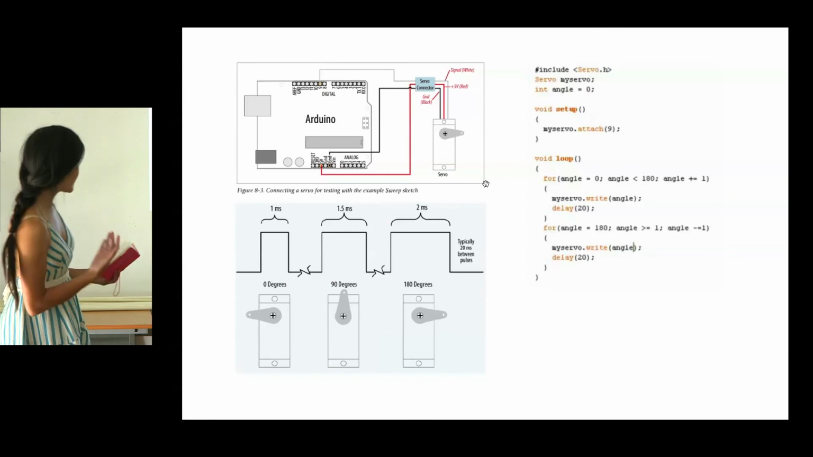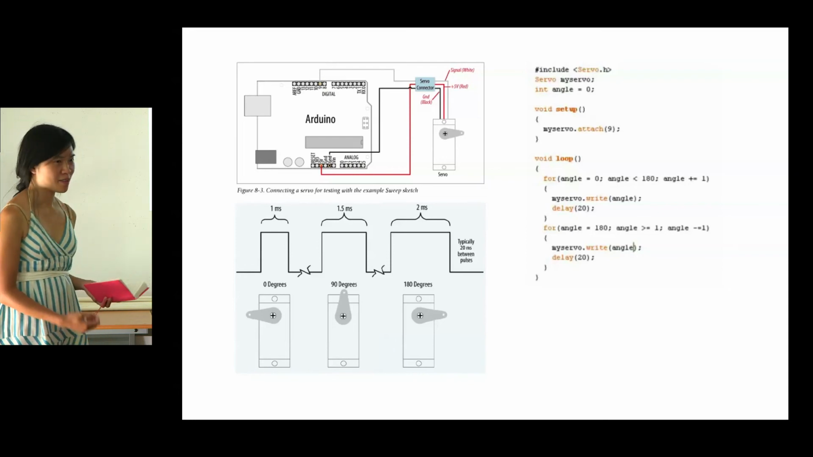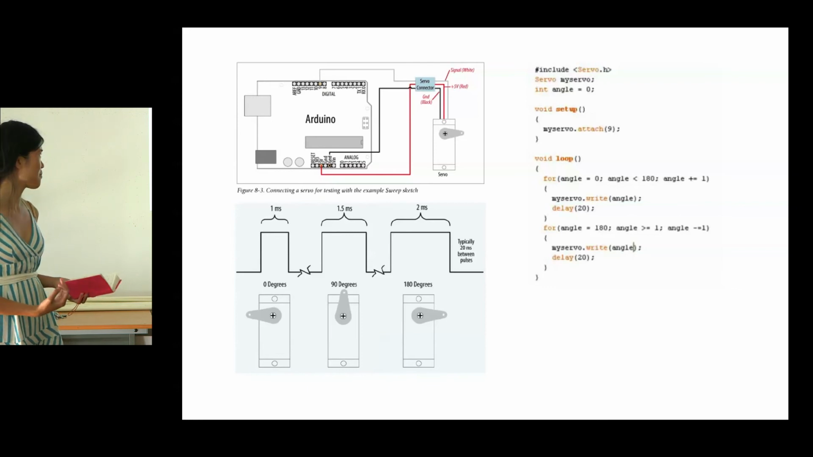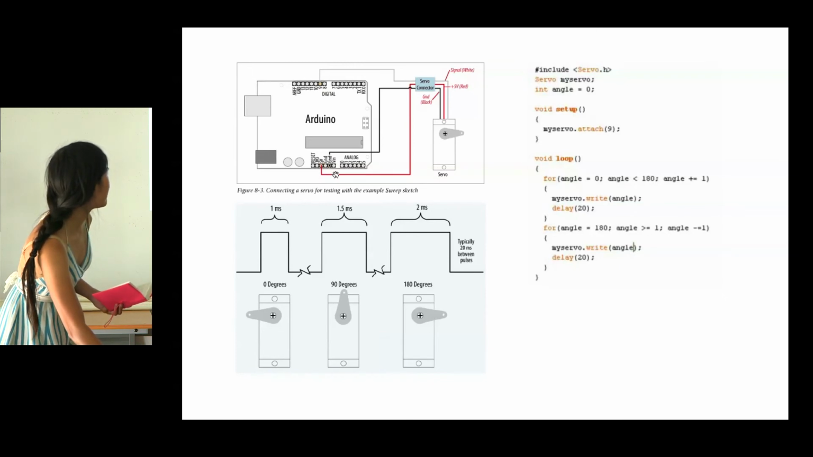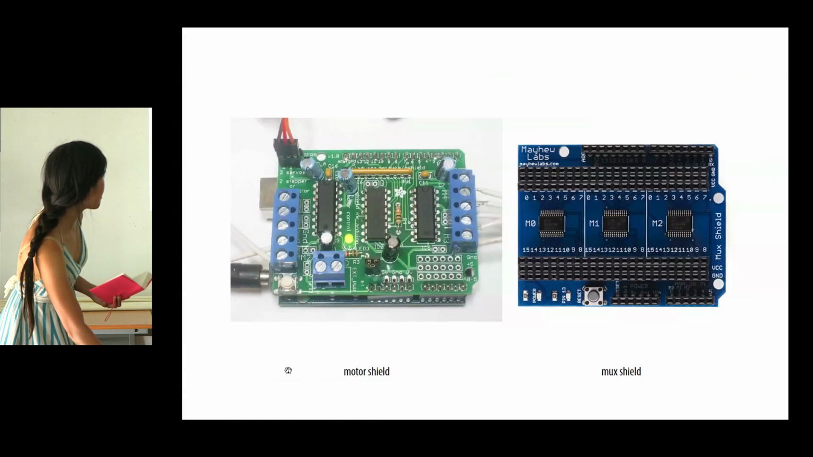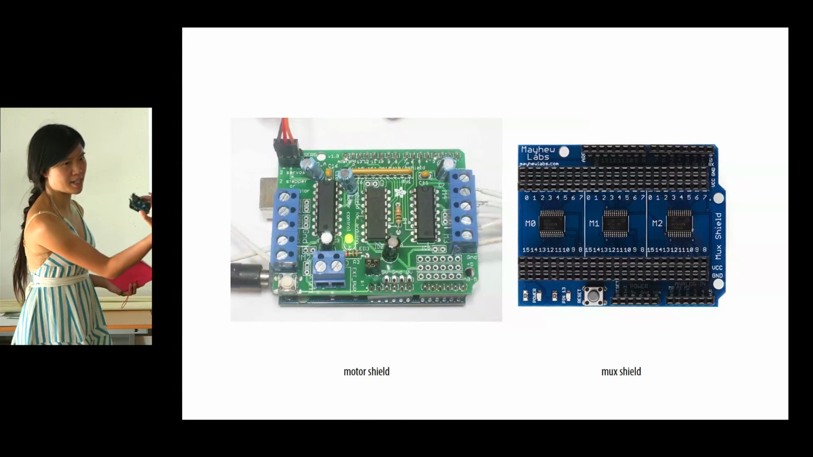So this is how you would set up a single motor on an Arduino board. Initially we wanted 4 motors. So if you'll notice, there are actually not enough power pins for each of our motors. So we had to go to either the motor shield, which is this one here.